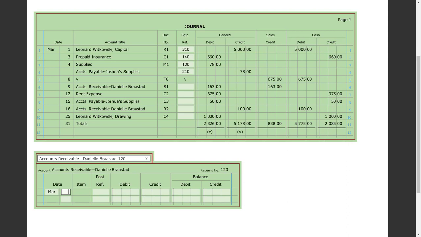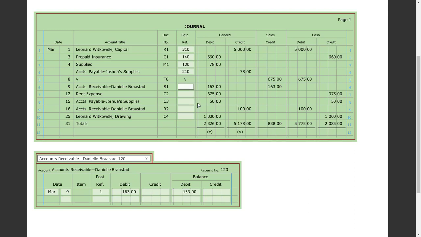Date is March 9th. Post reference is 1. And how are we affecting accounts receivable, Danielle Brasted? Nick? How are we affecting accounts receivable, Danielle Brasted? Yes. What is the new balance now? As a, say it again? As a debit. I'm really having a hard time hearing you. And why is it a debit of 163? Thank you, Garrett.